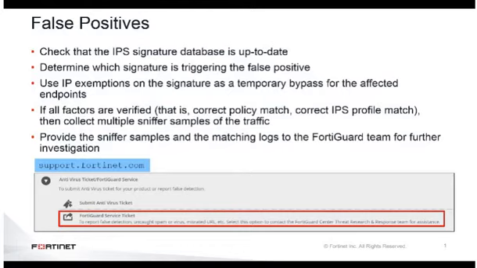If the IPS is generating false positives, first determine which signature is generating them. You can use IP exemptions as a solution. Additionally, you can provide sniffer samples and the matching logs to the FortiGuard team for further investigation.